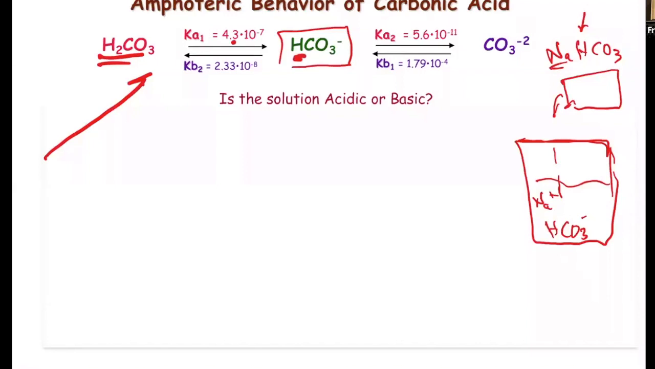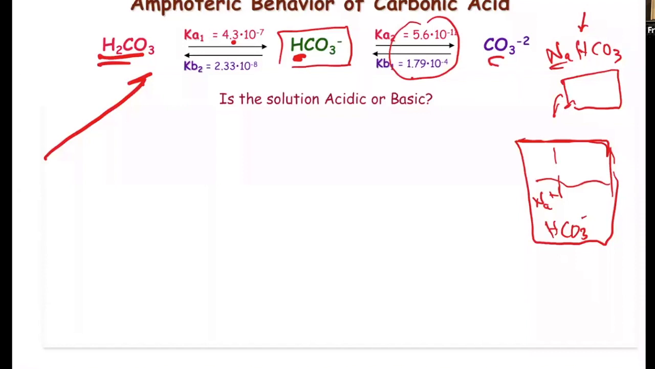This is bicarbonate. The Ka2 for that is 5.6 times 10 to the minus 11. You can find this in your book or in the lab manual. This is carbonate ion. The Kb for that is 1.79 times 10 to the minus 4. If you multiply both of these, it's 1 times 10 to the minus 14.